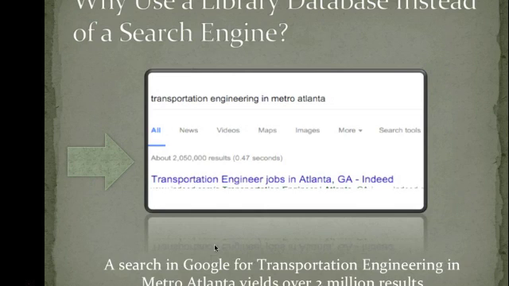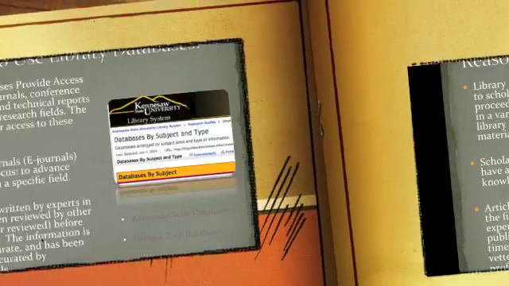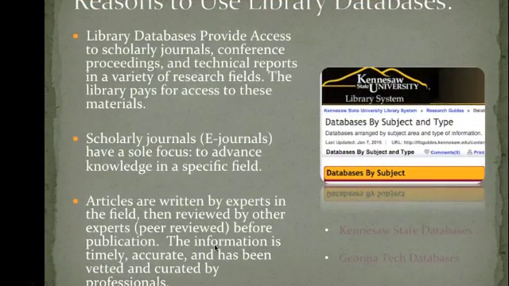Fortunately, as a student, you have access to a wealth of library databases. What are library databases? Library databases provide organized, searchable access to reliable resources like scholarly journals, conference proceedings, and technical reports. The library pays for access through content providers like EBSCOhost. Kennesaw State University uses SuperSearch as their search bar on the main library web page. Through SuperSearch, you can search all the EBSCO databases that Kennesaw State subscribes to.